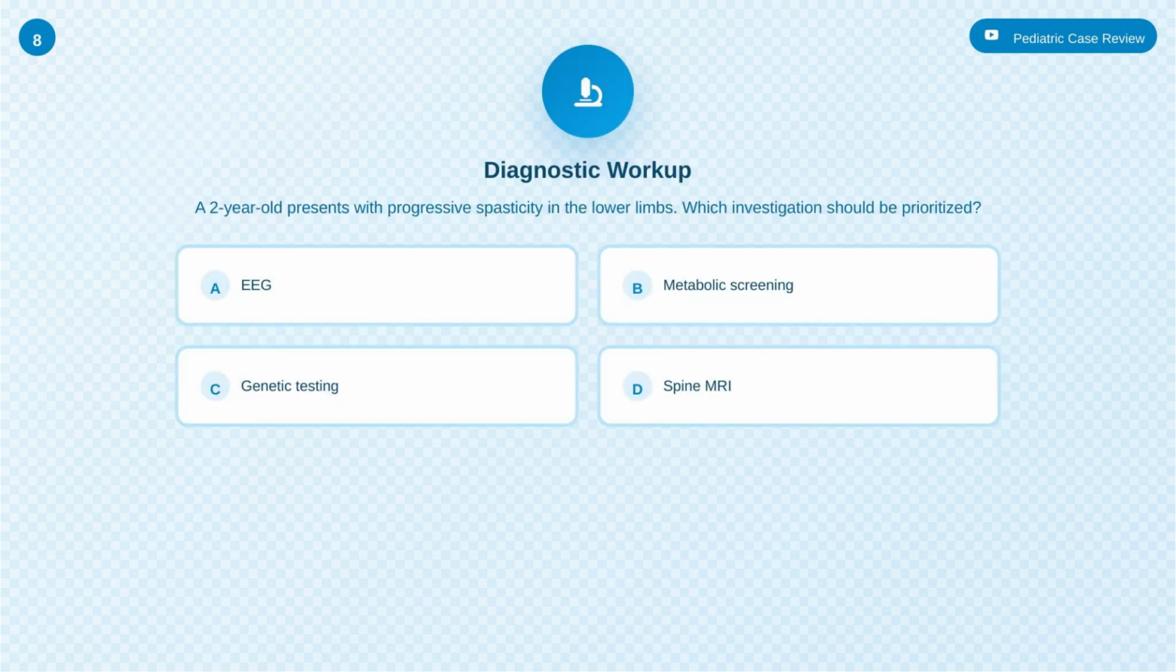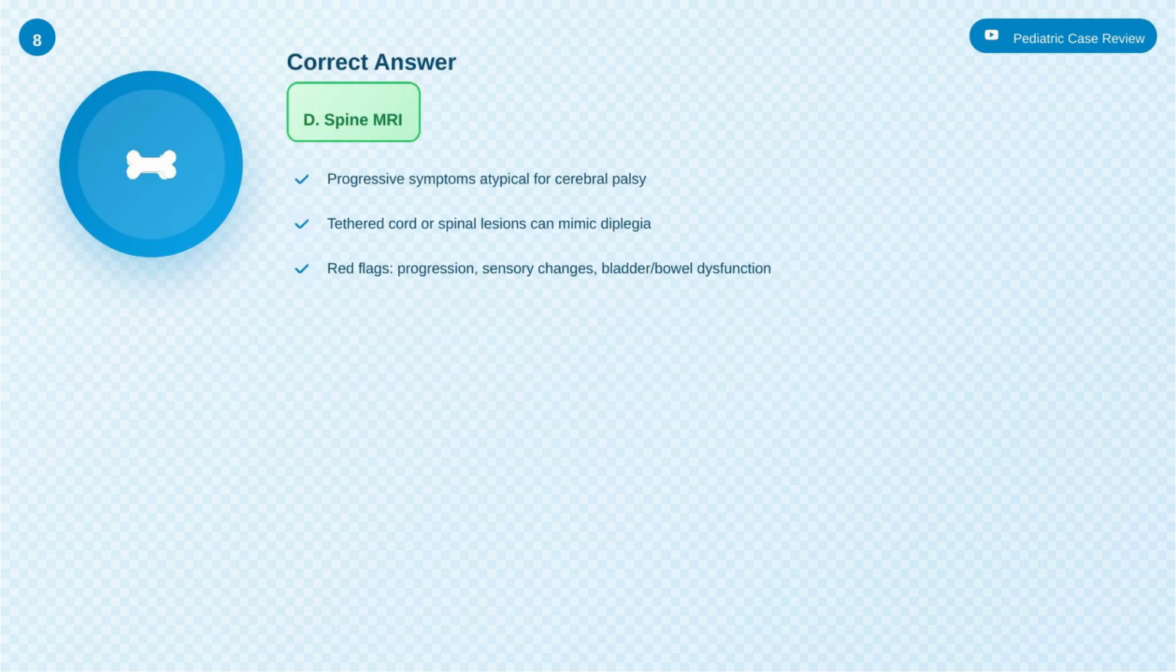A 2-year-old presents with progressive spasticity in the lower limbs. Which investigation should be prioritized? A. EEG. B. Metabolic screening. C. Genetic testing. D. Spine MRI. The correct answer is D.